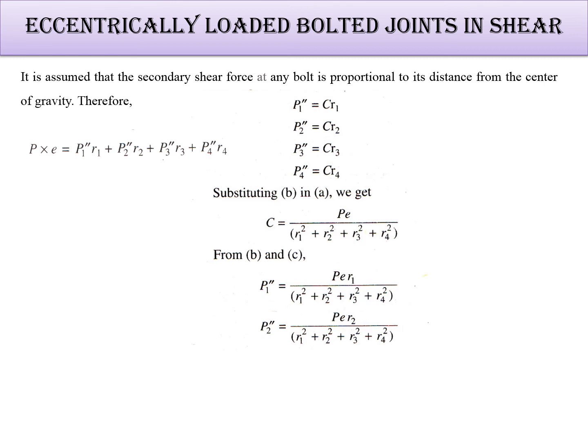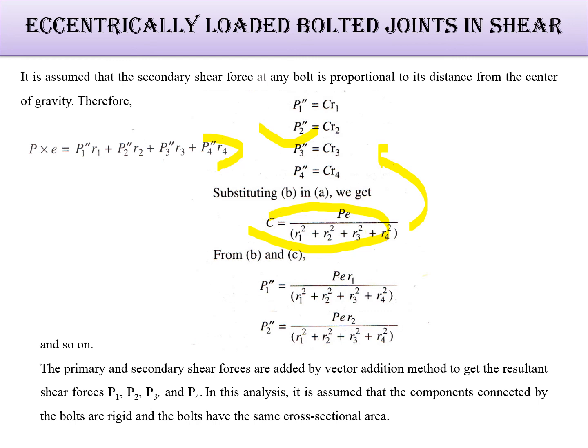Now by putting these values in the above equation, you get P1 double dash equal to P e R1 divided by R1 square plus R2 square plus R3 square up to R4 square. This is how you get the secondary forces. In this analysis, it is assumed that the components connected by the bolts are rigid and the bolts have the same cross-sectional area. So this is a very simple topic of eccentrically loaded bolted joint in shear.